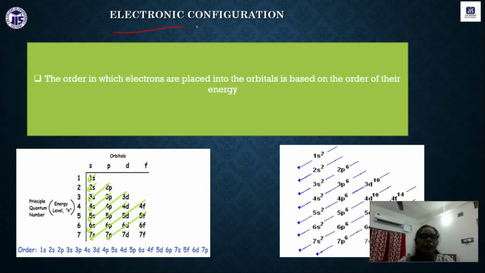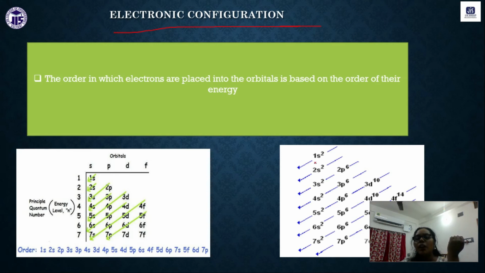Now the next one is electronic configuration. Very important portion, because you will be given many elements, and for those elements you have to find out the electronic configuration. So based on these three rules, the Aufbau principle, Hund's rule, and Pauli's exclusion principle, you can write down the electronic configuration.